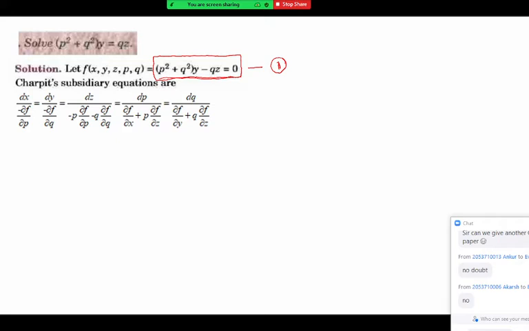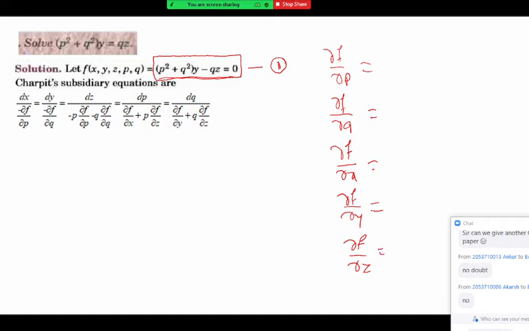Can you tell me what is the value of these? You can make one table. You write dou f by dou p, dou f by dou q, dou f by dou x, dou f by dou y, and dou f by dou z. So all these derivatives you can write, and then you can replace in this equation. Can you tell me one by one all these partial derivatives? What is dou f by dou p? Quick. 2p. Not only 2p, it is 2py. Y is multiplied, sir.